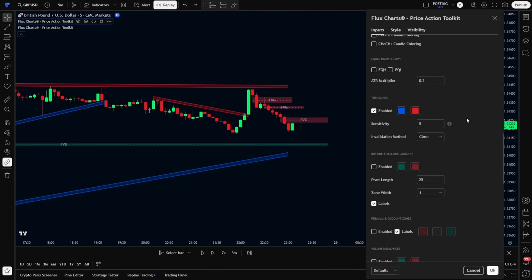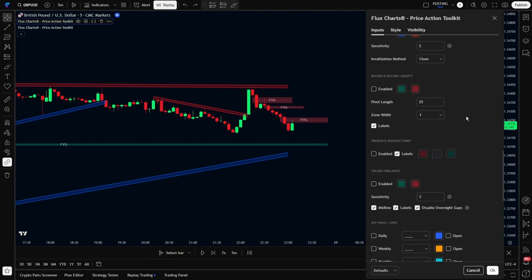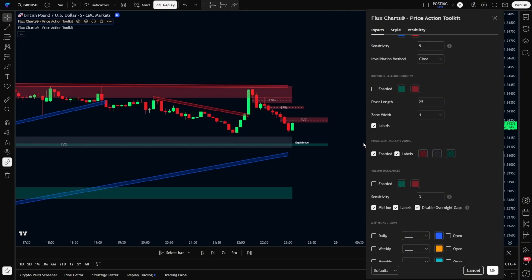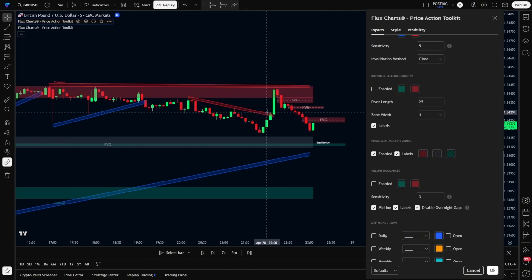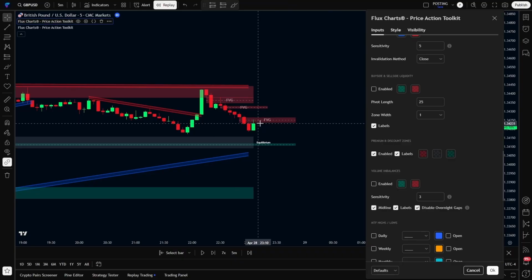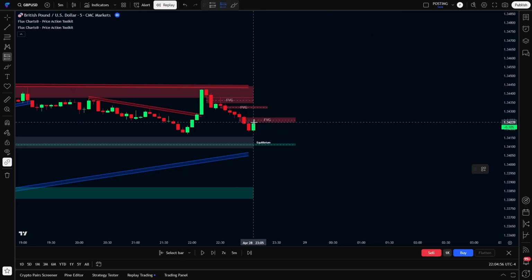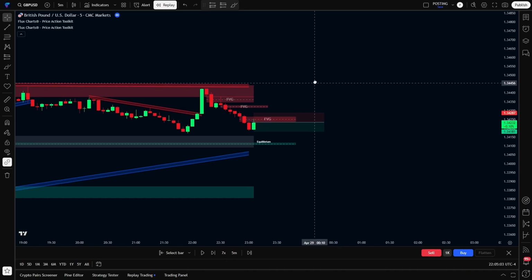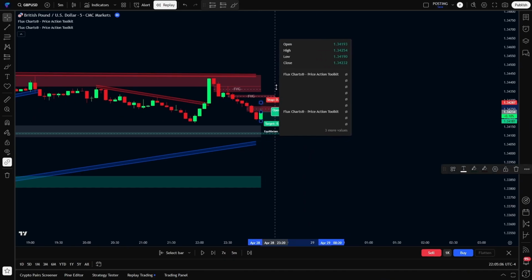So we would take a short entry when price retraces to the fair value gap. But before we do that, we just want to confirm that price is actually inside of a premium. So we'll enable the premium and discount zones. And as you can see, price is in a premium. So this would be a valid setup to take. We'll take our entry when price retraces to the bottom of that fair value gap, and then we'll set our stop loss at a swing high.